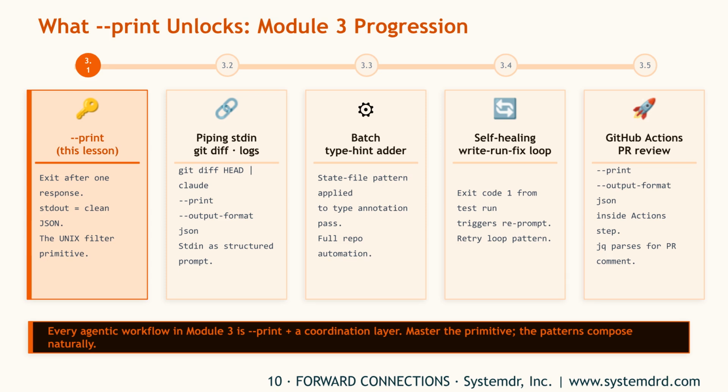Lesson 3.5, GitHub Actions. A workflow step invokes claude --print --output-format json, captures stdout, parses it with jq, and posts a structured review comment via the GitHub API. Claude becomes a first-class CI participant. Every one of these is --print plus a coordination wrapper. Most developers skip this lesson and go straight to the frameworks. Then they can't debug why their pipelines break, why their costs are wrong, or why their CI steps produce non-deterministic output. Master the primitive. The patterns compose.